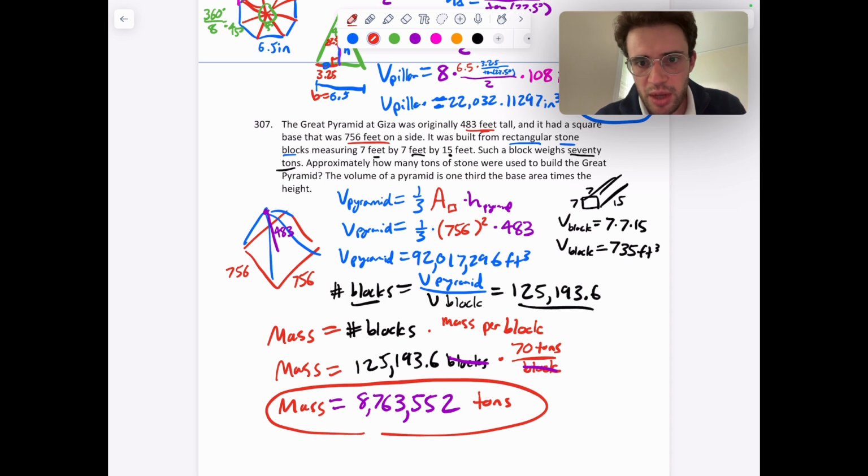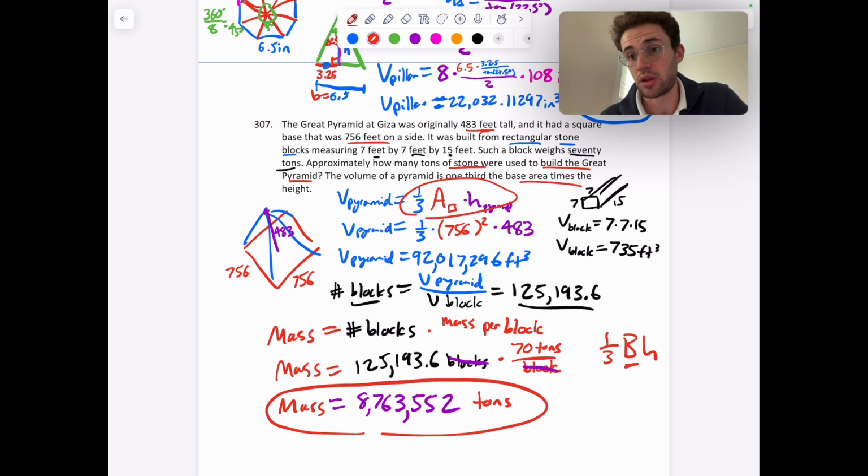So approximately how many tons of stone were used to build the Great Pyramid? That'd be approximately 8,763,552 tons. And the volume of a pyramid is 1/3 the base area times the height. All right, so that's just this formula that we did right here. A lot of times you'll write it like this. And if you see a capital B, that generally means you're talking about the base area, right? The area of an actual face. Whereas for an area of a triangle, you would just do 1/2 times base times height. In this case, this little b just means one side of the triangle or of the shape. So for volume, you're using that capital B.